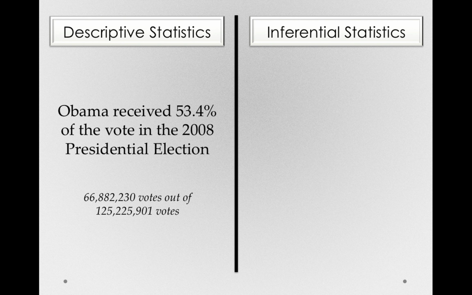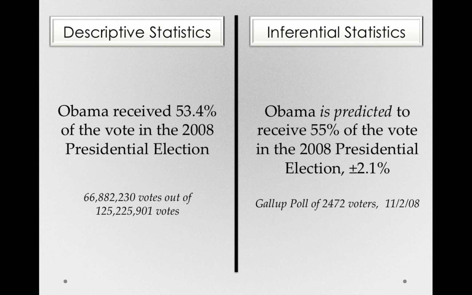Now, the same statistic, a proportion or a percent, can be used in an inferential capacity. Notice that before the election, Obama was predicted to receive 55% of the vote in the 2008 presidential election, plus or minus 2.1%. We'll come back to this 2.1% in a second, but notice that this was a Gallup poll on November the 2nd, 2008, of 2,472 voters. This is not the entire electorate, and clearly we couldn't even get the entire electorate to come out to vote. But what Gallup did instead is took a sample, 2,400 people, which gave them a margin of error, something I'm sure you've heard before, of 2.1%.